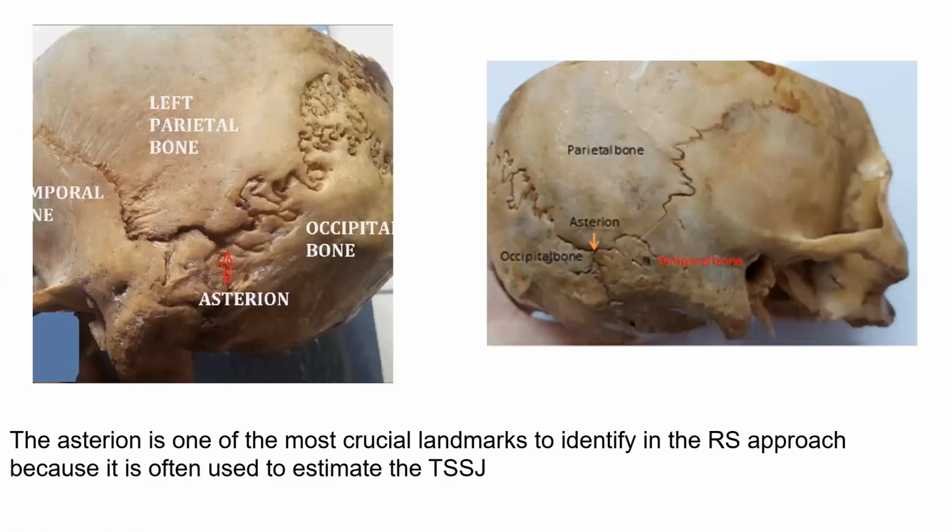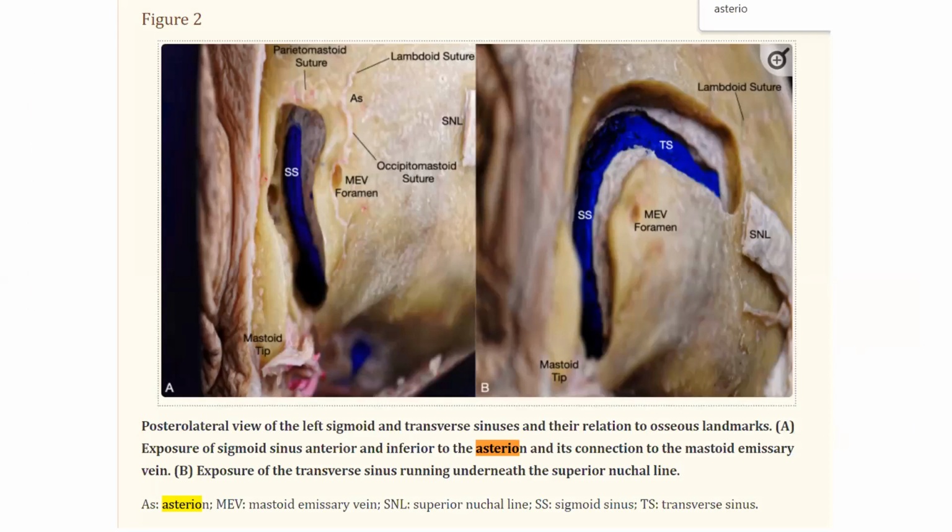It is one of the most crucial landmarks to identify in the retrosigmoid approach, because it is often used to estimate the transverse-sigmoid sinus junction. This is the posterolateral view of the left sigmoid and transverse sinus in relation to the osseous landmarks. Exposure of the sigmoid sinus is anterior and inferior to the asterion, with its connections to the mastoid emissary vein, and exposure of the transverse sinus runs under the superior nuchal line.